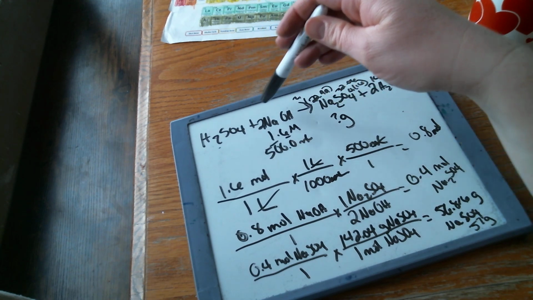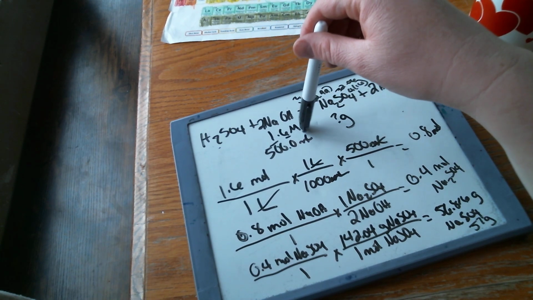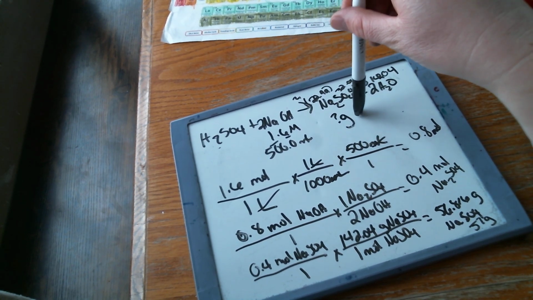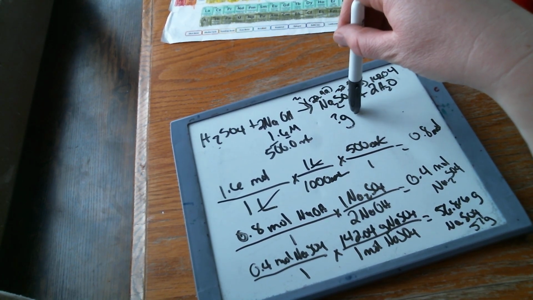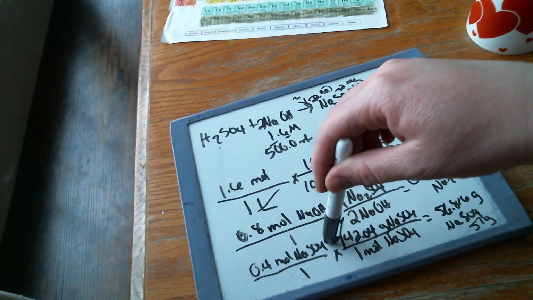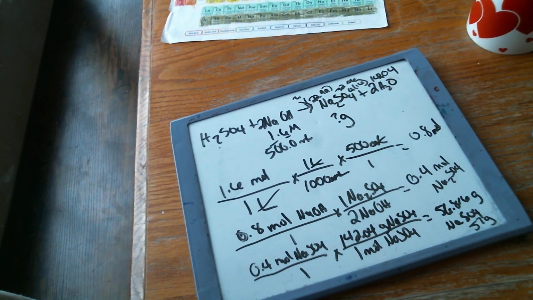So, a recap. Always write down your chemical equation, balance it, write down what the molarity and milliliters of what they're giving you, and write down the question mark of what they want, whether it's grams or moles. Because if it's grams, you have to take this extra step to move that moles into grams. This is step 1 of the classic stoichiometry problem.